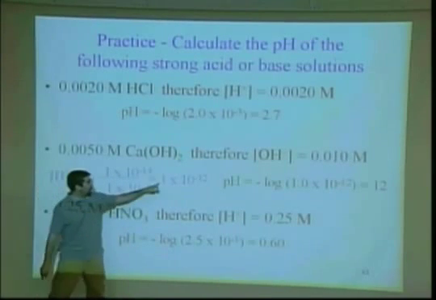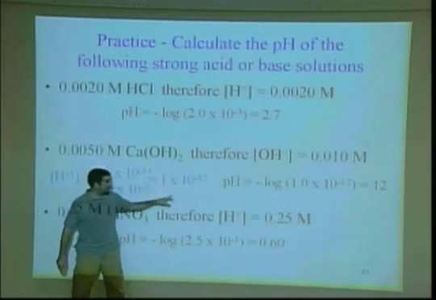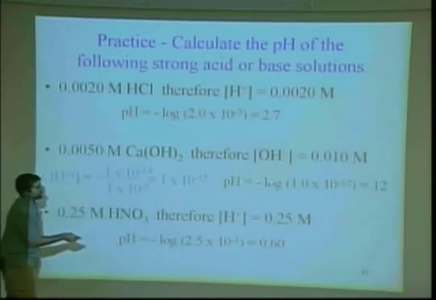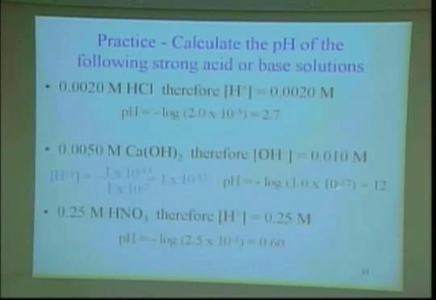Well, I told you if it's 1, that's easy, right? Because the exponent is going to be the pH. But let's do the math instead. pH is equal to the negative log of 1 times 10 to the minus 12. Answer is 12. So the pH of this is 12. Pretty basic.